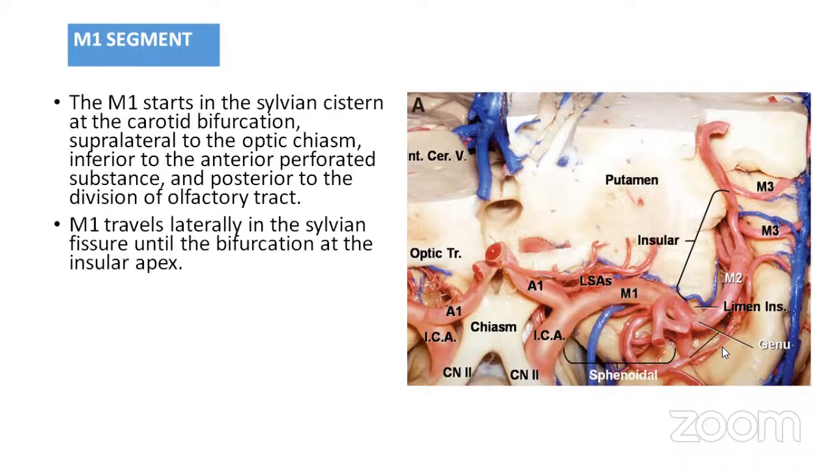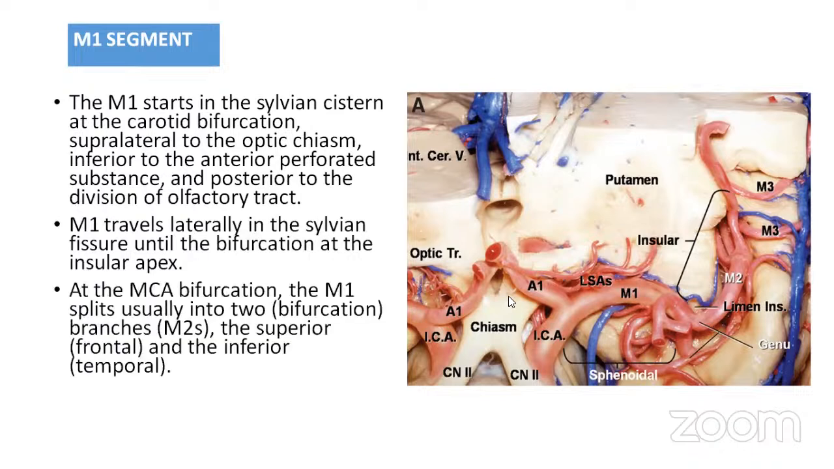The M1s travel laterally in the Sylvian fissure until the bifurcation at the insular apex. This region, the limen insulae or the insular apex, are actually synonymous terms. At the MCA bifurcation, it splits into two branches, the superior trunk, which is also called the frontal trunk because it would be facing the frontal lobe, and the inferior trunk, which would be facing the temporal lobe, is called the temporal trunk.